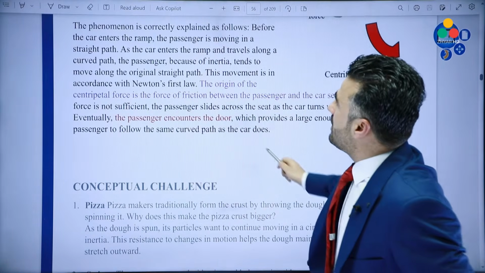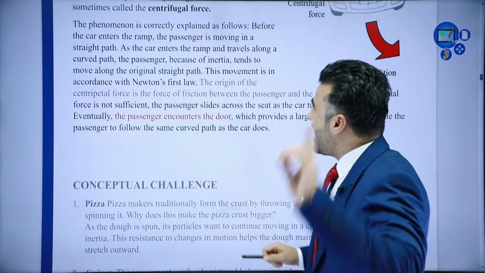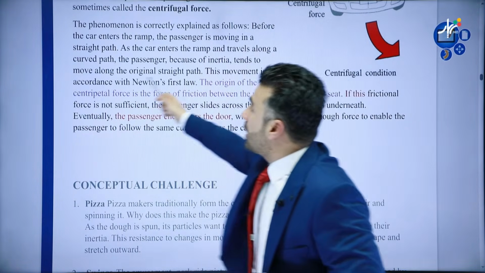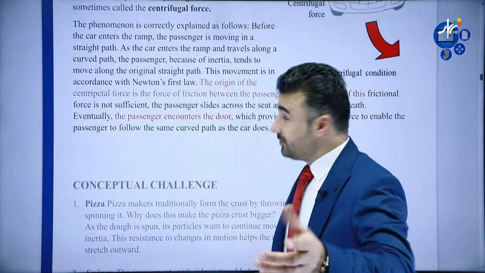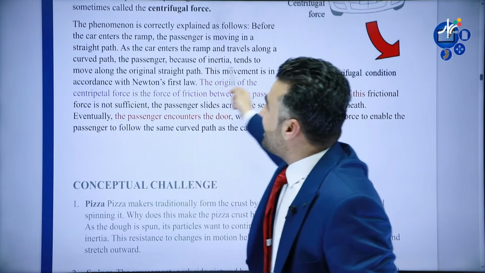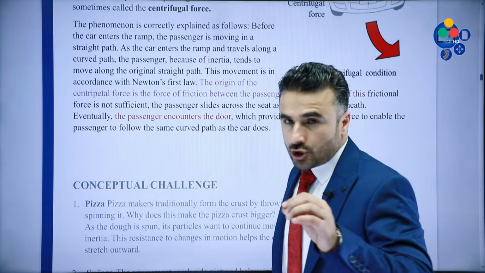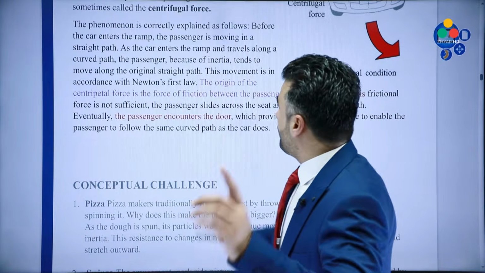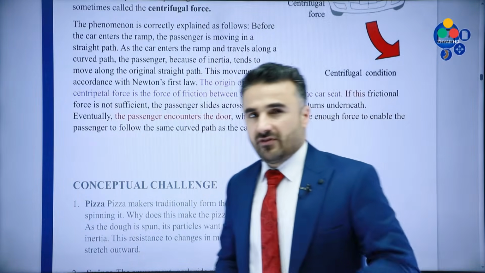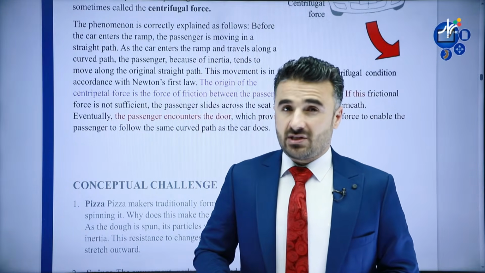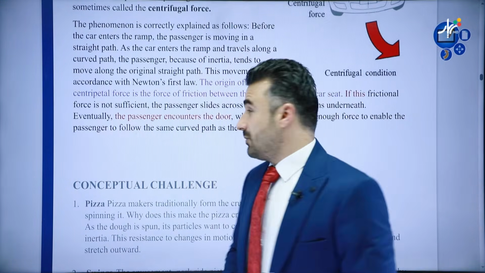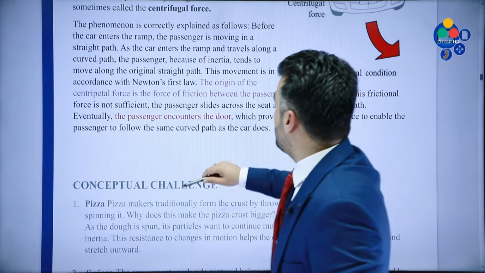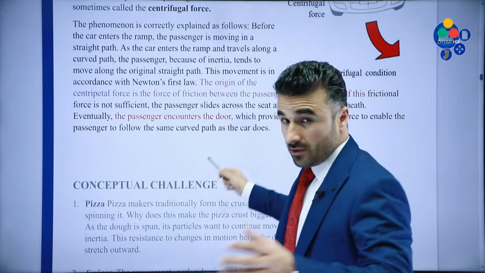All right, so the phenomenon is explained like this. Before the car enters the ramp, the passenger is moving in a straight line, as you can see. The car enters the ramp and travels along a curved path. The passenger, meanwhile, because of inertia, tends to move along the original straight path. And this movement is in accordance with Newton's first law of motion, which says if an object is moving, it tends to keep moving. If it is stationary, it wants to stay stationary until an external force acts on it.